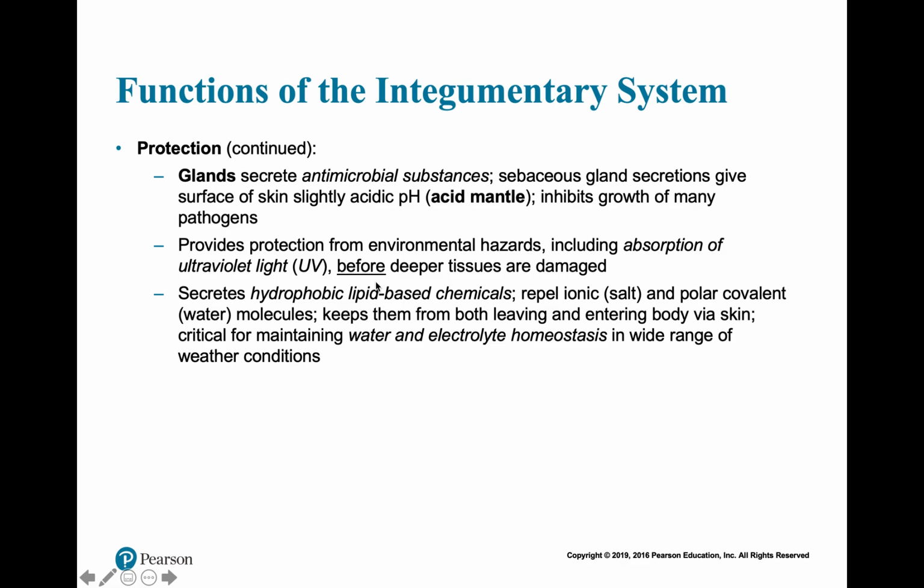Provides protection from environmental hazards. So ultraviolet light, we know UV light can damage DNA, and that is bad. And so there are cells in the epidermis called melanocytes that produce a pigment called melanin. Melanin can absorb UV radiation and protect our tissues, right? So that's a way that the integumentary system provides protection against environmental damage, UV radiation.